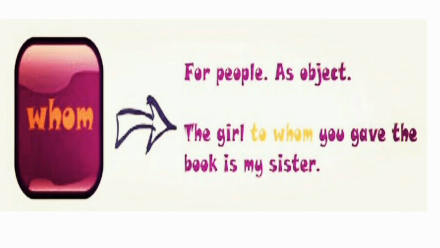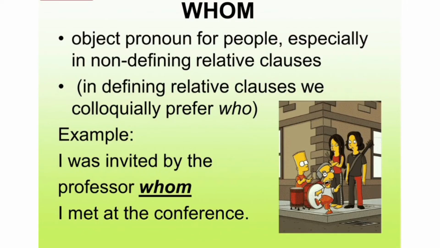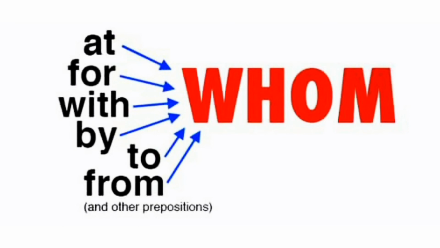Next is whom. Whom also represents people as an object. Example, the girl to whom you gave the book is my sister. Let's see in detail. Example, I was invited by the professor whom I met at the conference. Here, whom represents the professor. Whom is also used with prepositions: at whom, for whom, with whom, by whom, to whom, from whom.